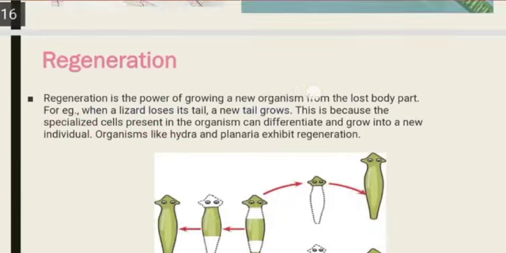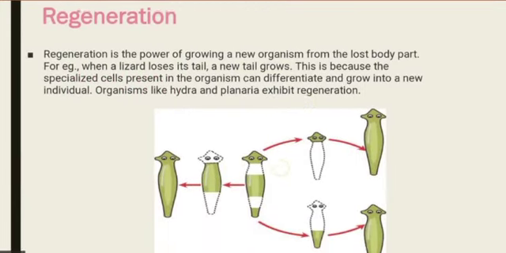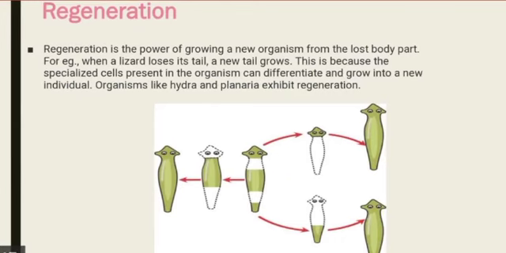And next category, next type of asexual reproduction is regeneration. Regeneration is the power of growing a new organism from the lost body part. Of course, we can take lizard here as an example. It is a defensive mechanism which is seen in lizards. Whenever some predators are there, then it will be cutting its tail and escaping from the situation.